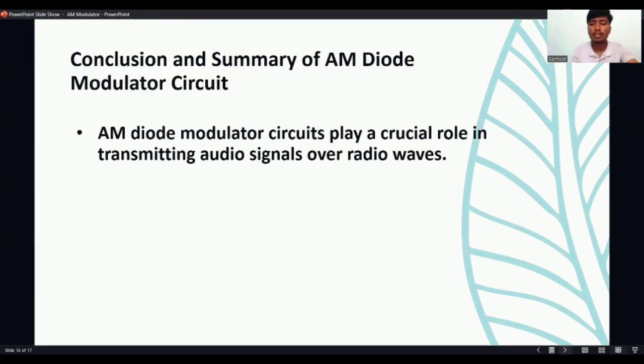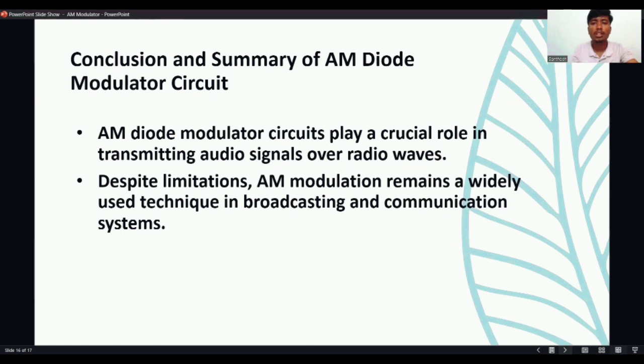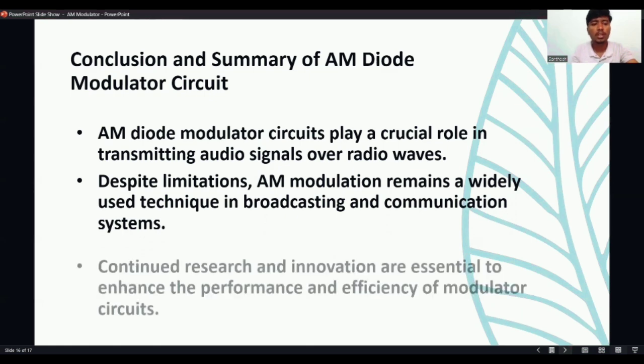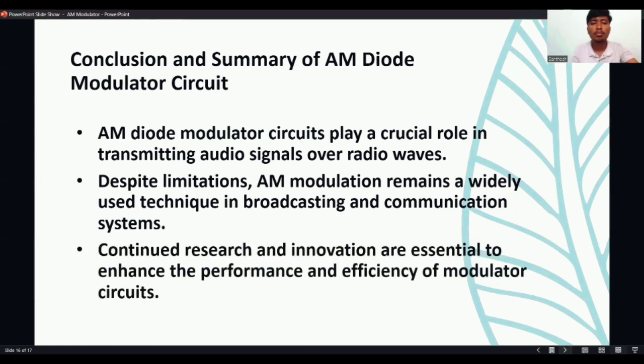And finally, what we can say about these AM diode modulator circuits: they play a crucial role in transmitting audio signals over radio waves, and despite limitations, AM modulation remains a widely used technique in broadcasting and communication systems. Continued research and innovation are essential to enhance the performance and efficiency of modulator circuits.